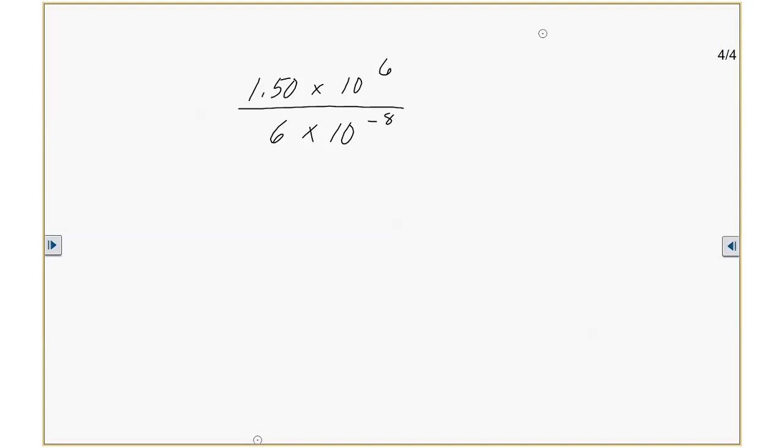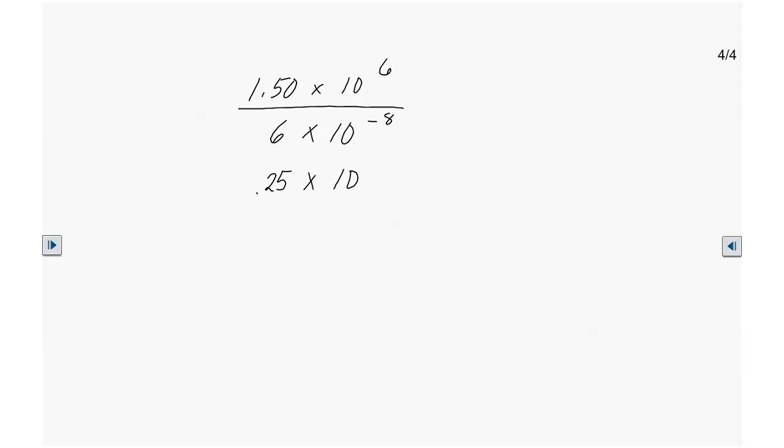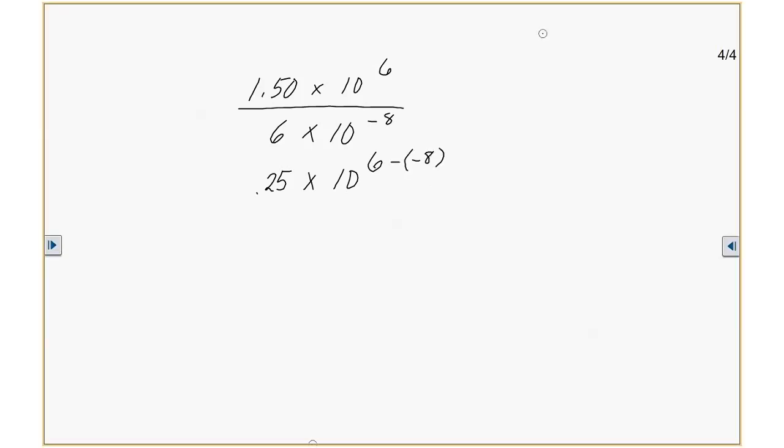So, how many quarters are in $1.50? Six. So that's 0.25 times 10 to the 6 minus the negative 8. Now, the number one mistake students make here is they screw up the signs. Not the signs on the scientific notation. They screw up the signs with what?